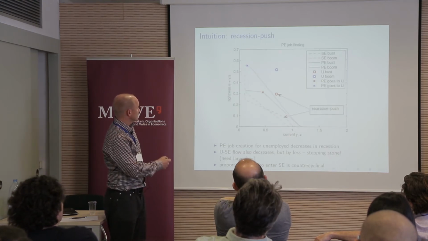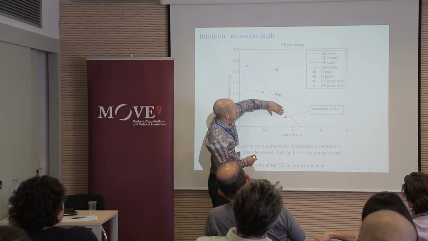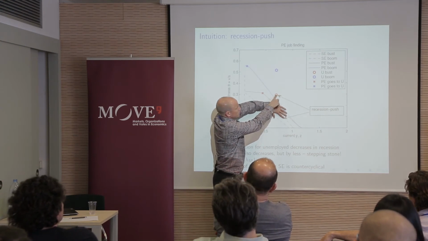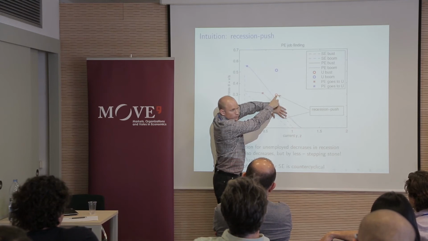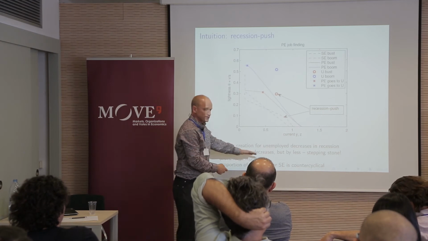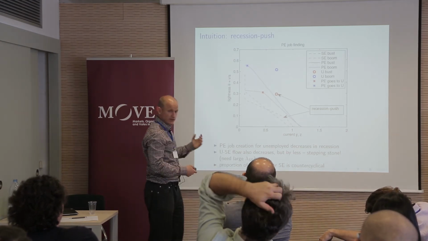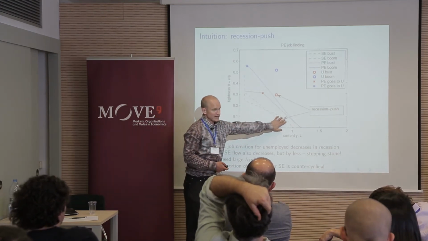We can generate the recession push, but what I told you before, so what happens first, the raw effect that you have in all these models is that in recessions for the unemployed, you have fewer paid employed jobs created. Well, now it has to happen that the USE flow will also decrease just because ideas are not as good, but it has to increase by less. And how do we do that? Well, that is the stepping stone, right?